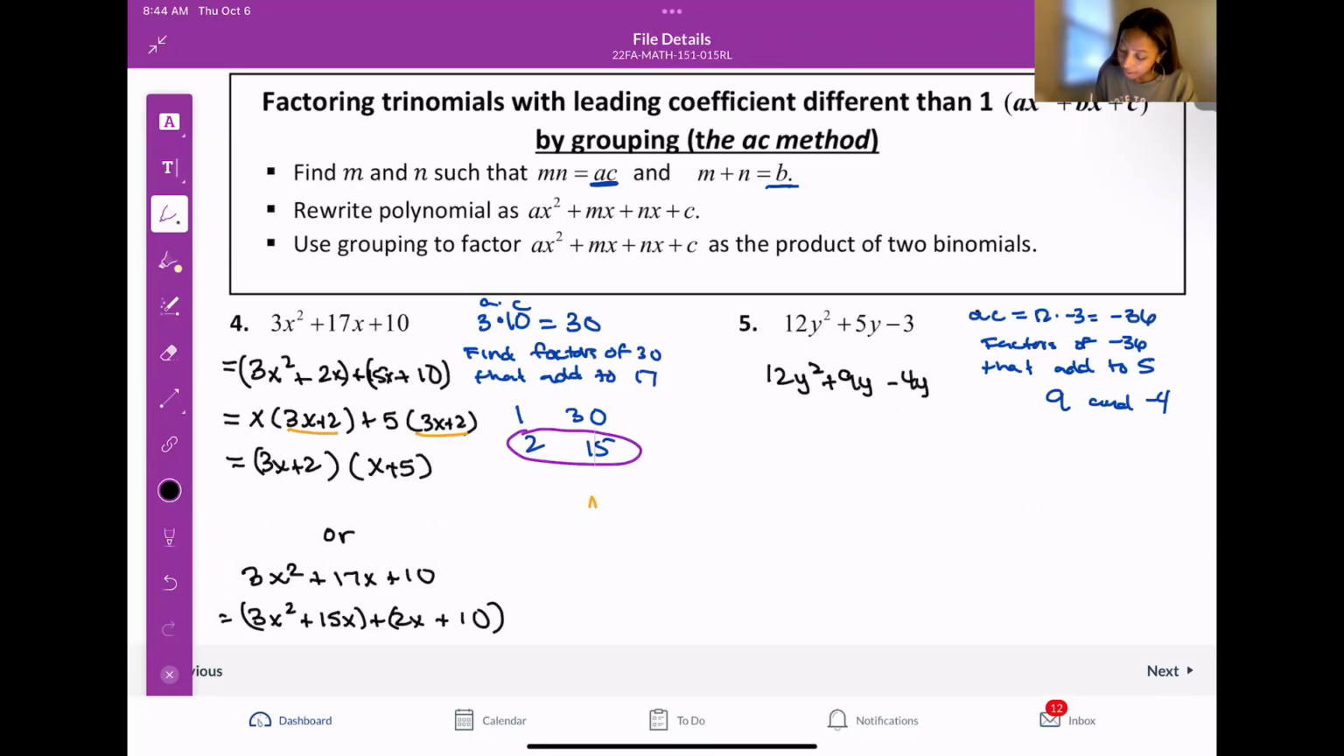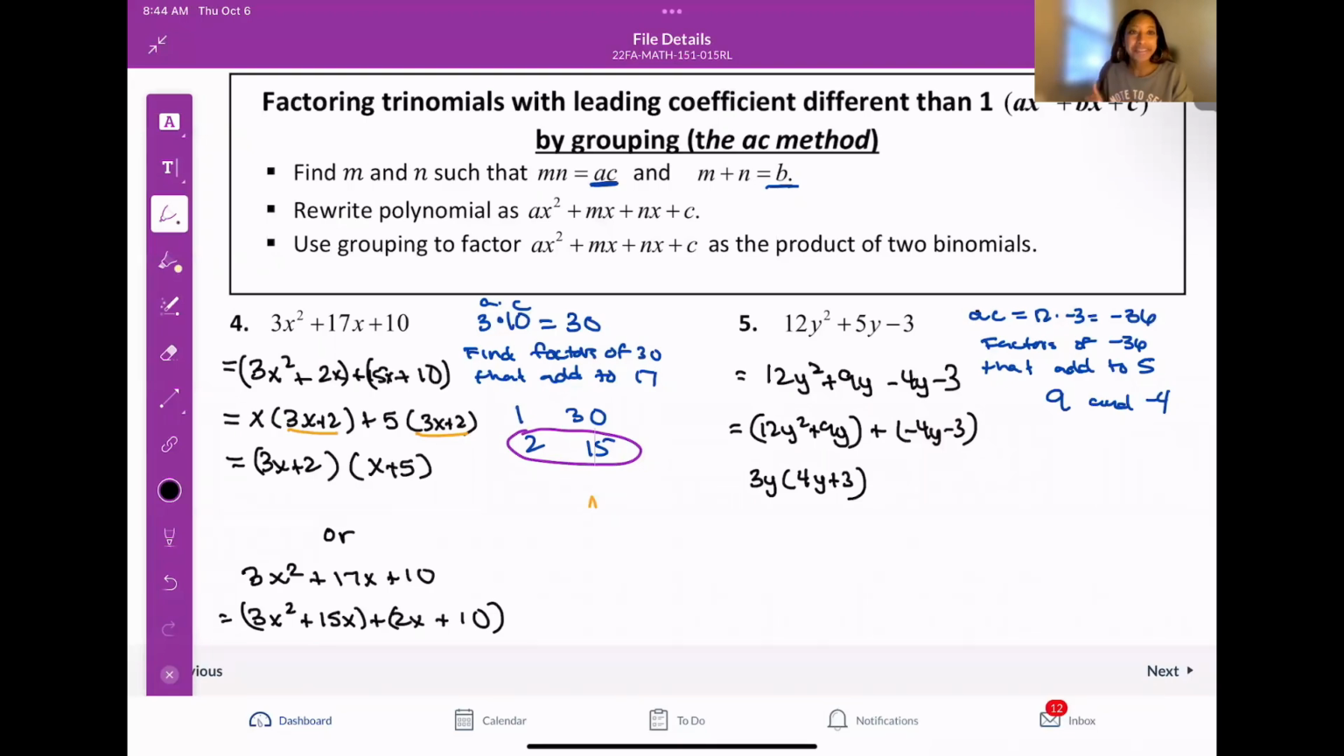So we want to rewrite this problem as 12y squared plus 9y minus 4y minus 3. Now you can write it this way, but again, be careful when you have subtractions for your last two terms. When we group this, I'm going to group it as 12y squared plus 9y plus negative 4y minus 3. Then we can factor out a 3y from the first two terms. That leaves us with 4y plus 3.